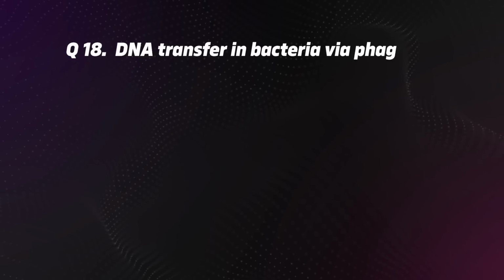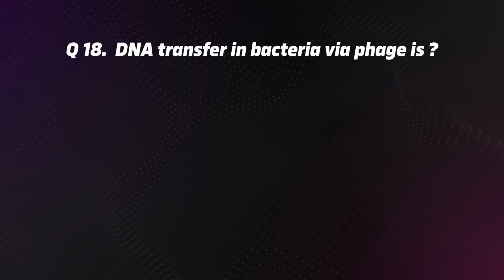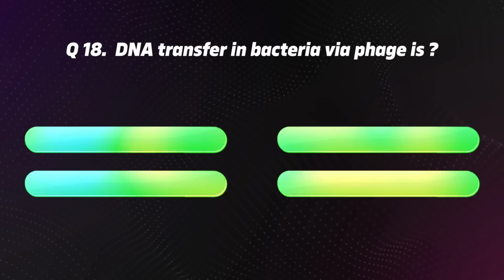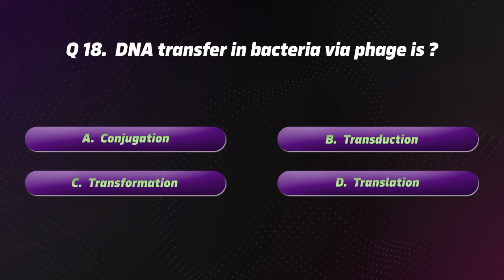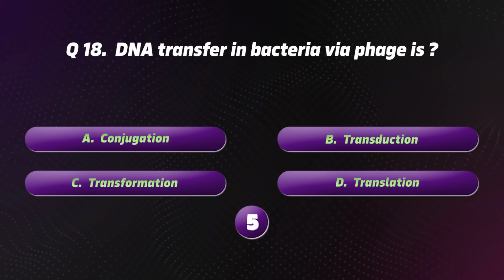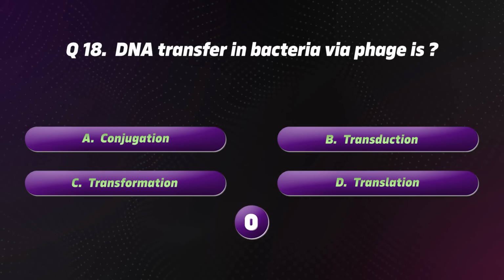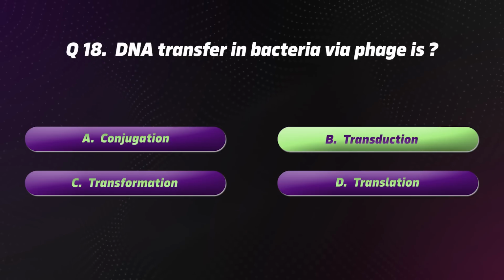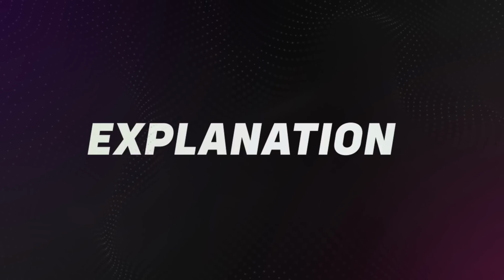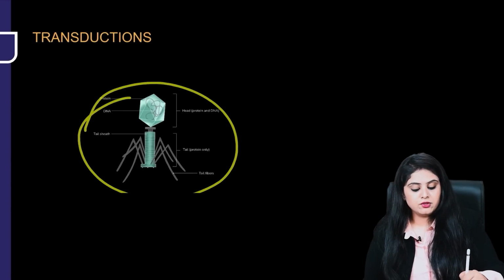O157:H7. Question 18. DNA transfer in bacteria via phage is? Here are the options. A. Conjugation, B. Transduction, C. Transformation, D. Translation. And the correct option is B. Transduction. Here is the explanation. Transduction. What do I need for transduction?